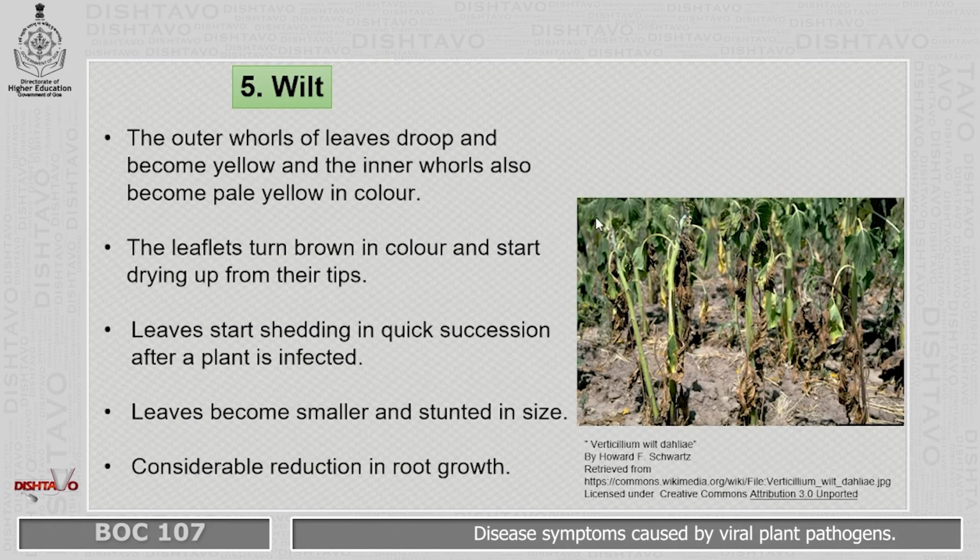The fifth symptom is wilt, wherein the outer leaves droop and become yellow, and the inner leaves also become pale yellow in color. The leaflets turn brown and start dying from their tips. Leaves start shedding in quick succession after a plant is infected. Leaves become smaller and stunted in size, and there is considerable reduction in root growth. If you look at this image, you can see the plant is drooping.